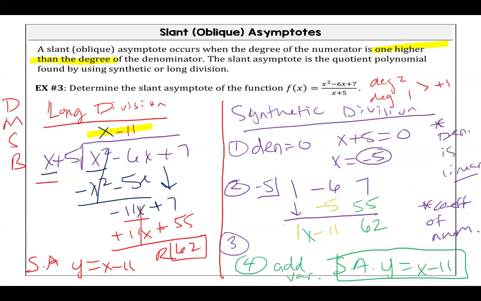Capiche? All right. That is it for 1B.7. Questions, comments, concerns about 1B.7? No? Okay.